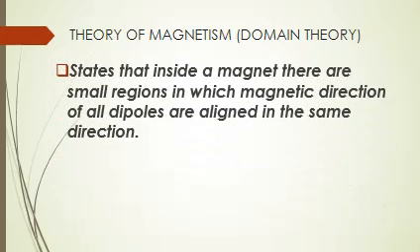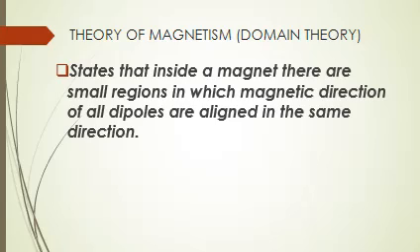The theory of magnetism states that inside the magnet there are small regions in which the magnetic direction of all dipoles are aligned in the same direction.